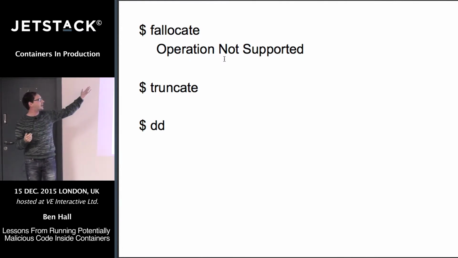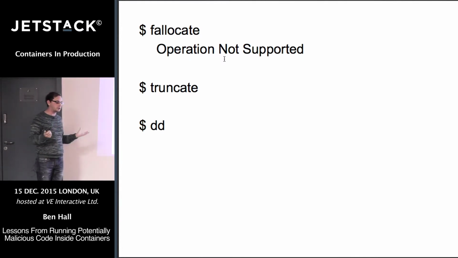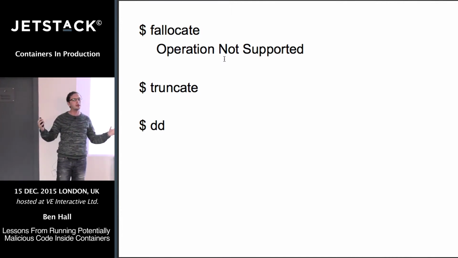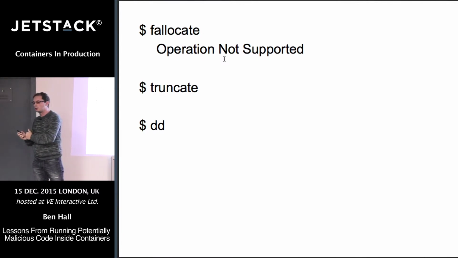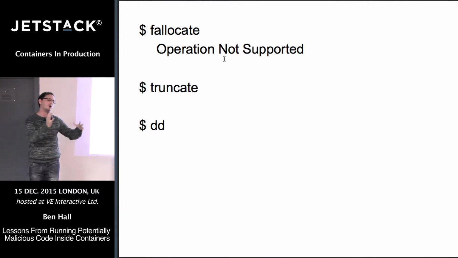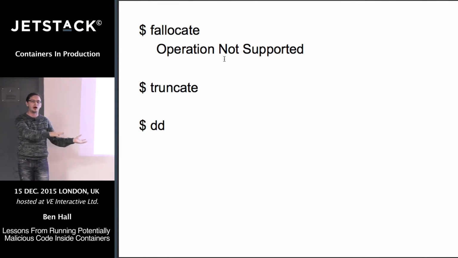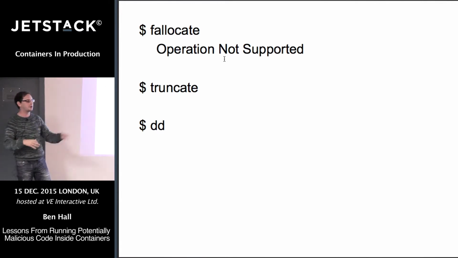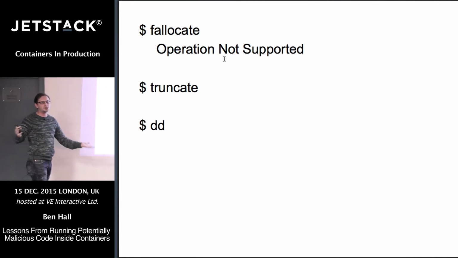So for example, fallocate, we tried this and it said operation not supported, which we thought was fantastic. No one can just rapidly, quickly create a file. The problem is that's actually dependent on the format of your disk. ext3 did not support it, which is what I was running on originally. But when we upgraded to ext4, suddenly everyone could use fallocate to allocate gigabytes of empty space. Not great.